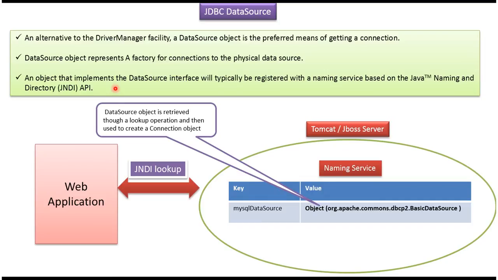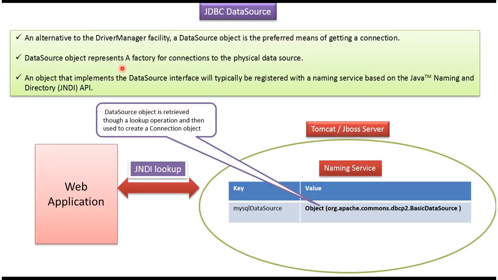Hi, in this video tutorial I will cover what is a JDBC data source. As you know already, using driver manager we can get the connection. Like that, using a data source object also we can get the connection, and getting a connection using a data source object is the preferred way. A data source object represents a factory for connections to the physical data source.